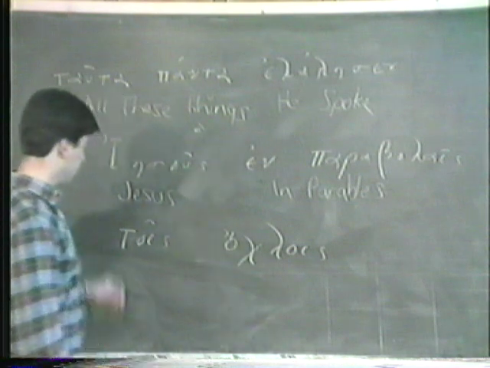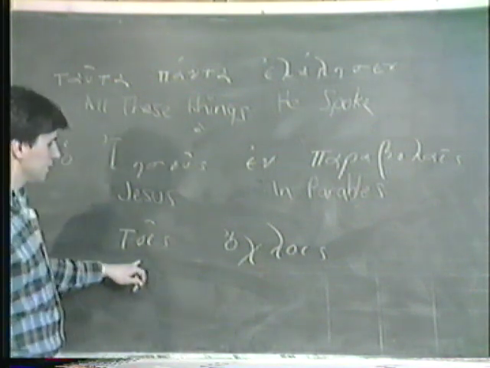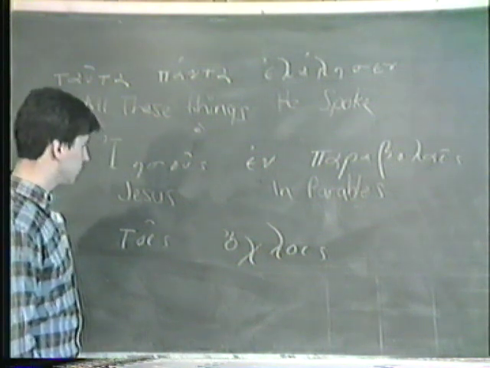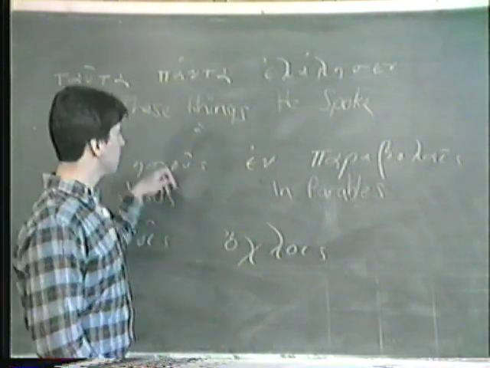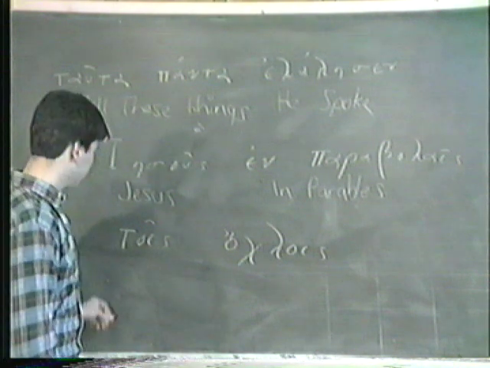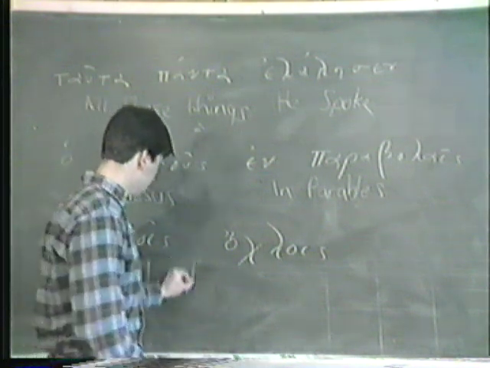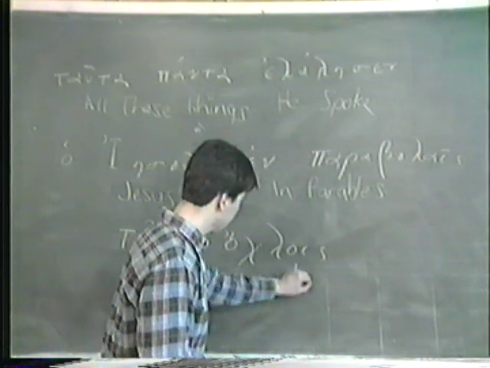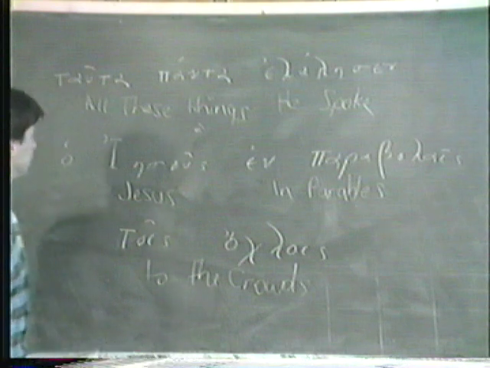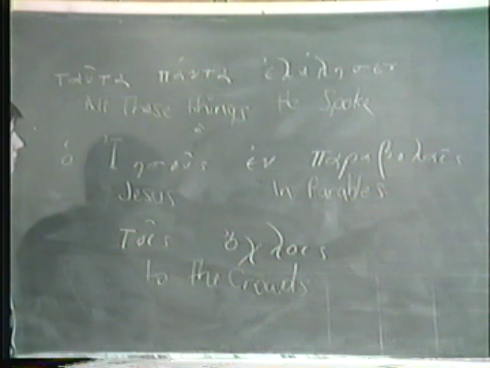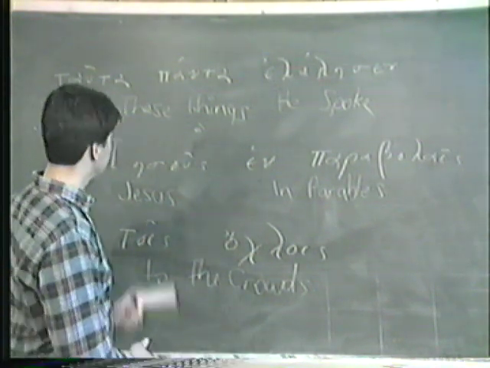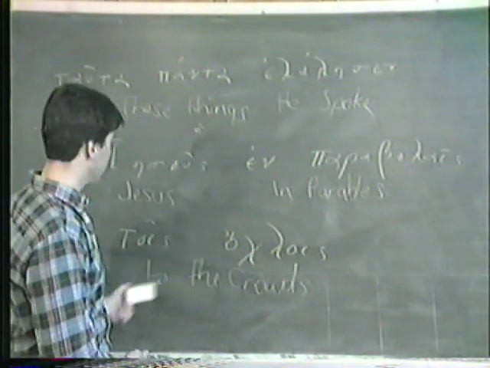Now what have you got here? This was the dative, to the crowds. Why do you make it dative? Because it's the indirect object; he's speaking all this to them. To the crowds. Now say it the way it should be translated. Jesus spoke all these things in parables to the crowds.